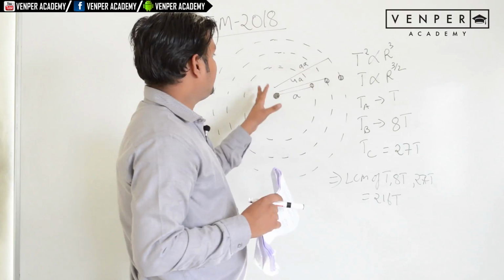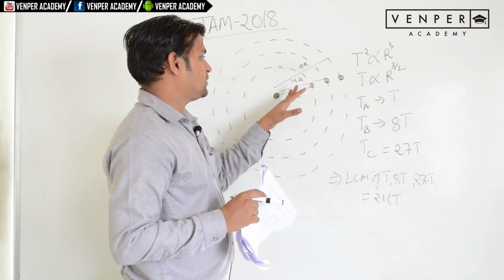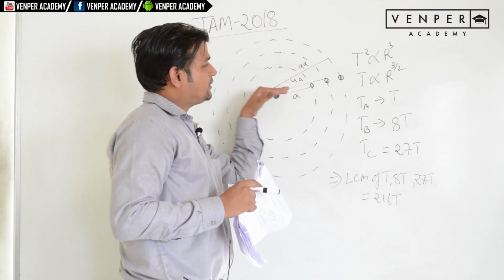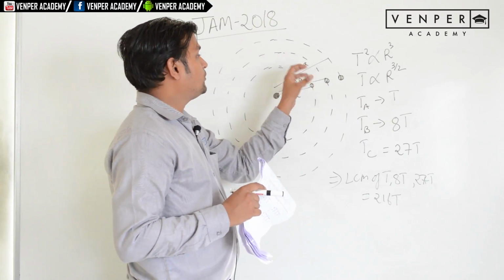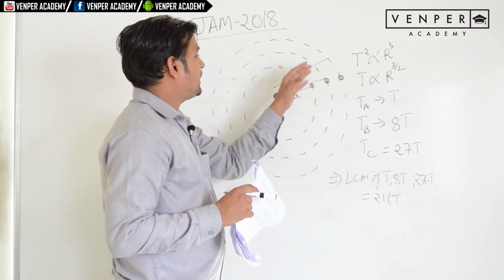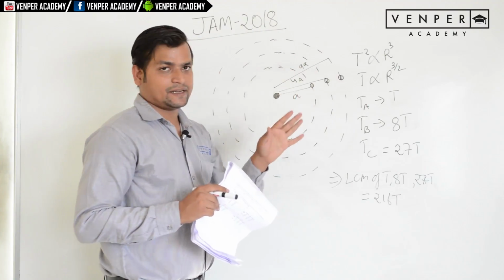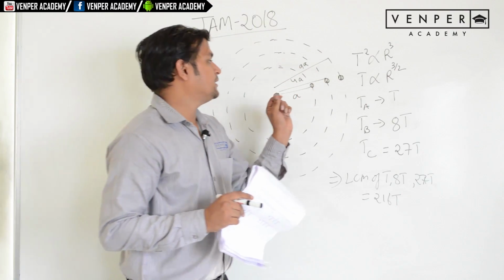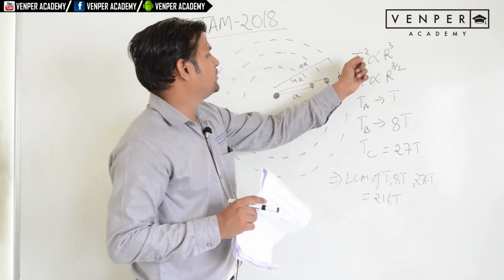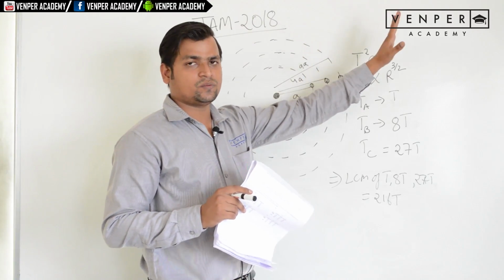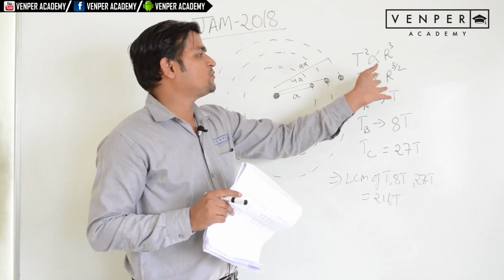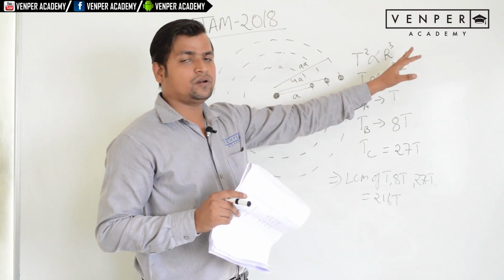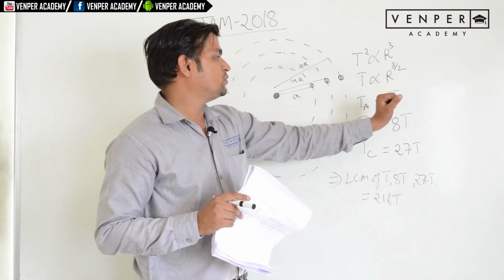What they are saying is that the time period for the first one is t, and at t equal to t naught they are in a straight line. Now they are asking after what time again they will be in a straight line. Clear? Okay. Now see, we know this relation that t square is proportional to r cube. Clear? So you can say that t is proportional to r to the power 3 upon 2.